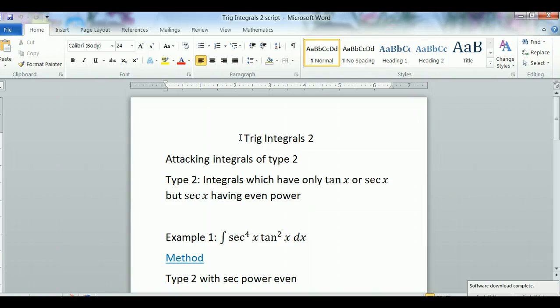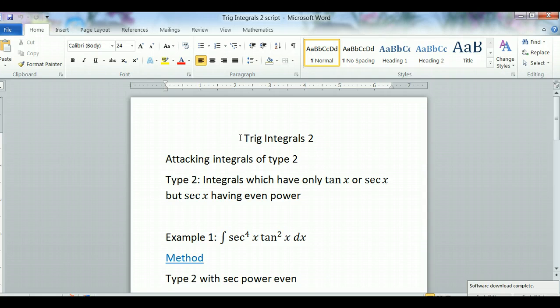Now, in the previous tutorial, I taught you how to handle one such type of integral, and those are integrals which have only sine and cosine, and either the sine power or the cosine power has to be odd. What we did was we reserved one of those odd powers to the corner, and then we converted the remaining even power to the opposite using Pythagorean, and then we put a u substitution.